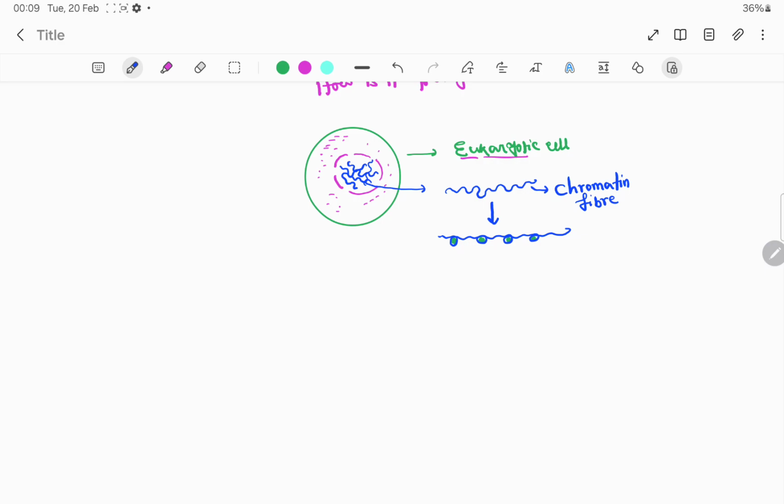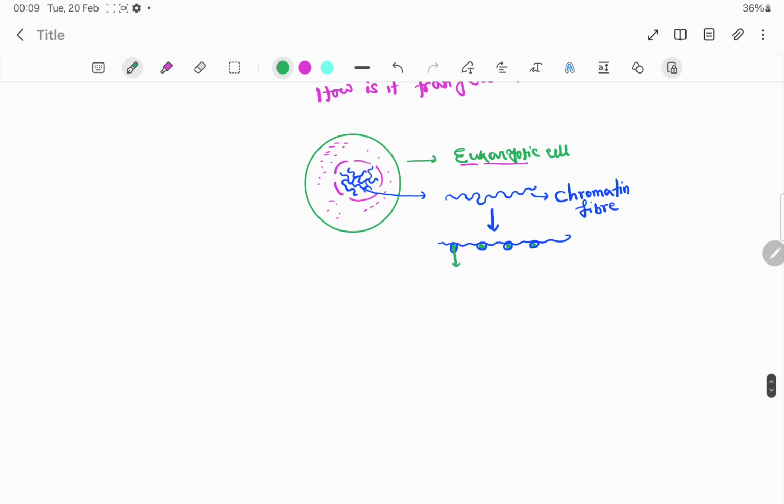Now what are these things that I have drawn with the green color? These are actually protein. Clear? And this blue color, it is DNA. So DNA gets associated with protein. So this is the chromatin fiber. It actually looks like this. There will be DNA which is associated with some proteins.